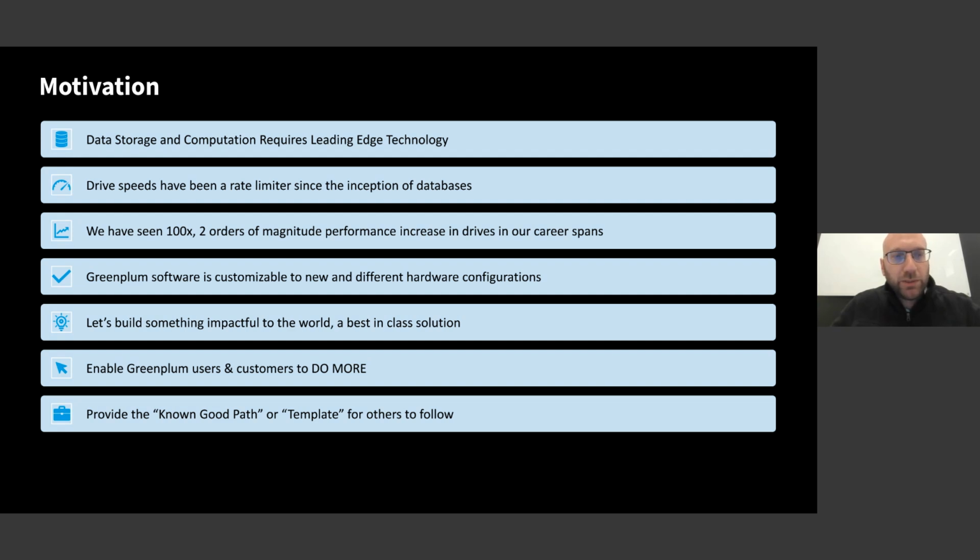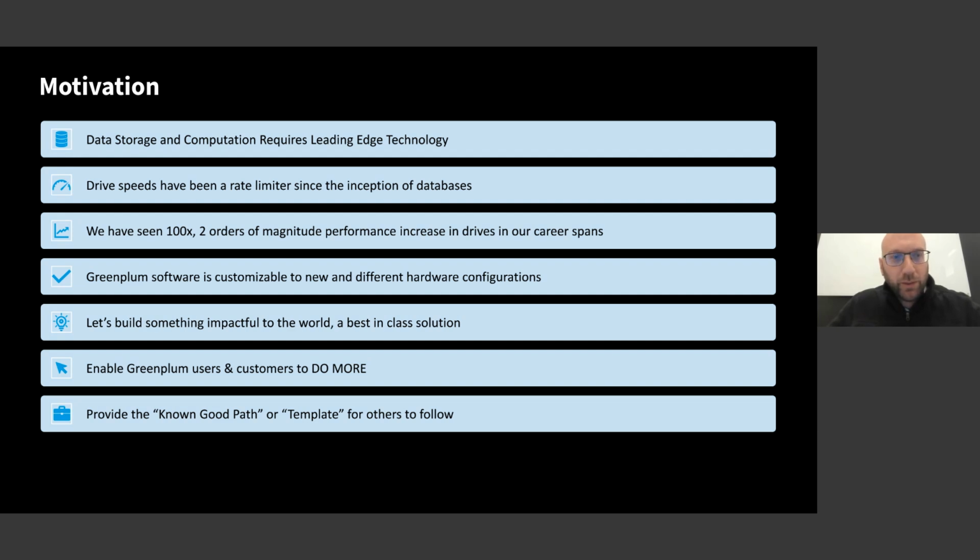The drives are always slower than the speed of the memory and the CPU, and that's why a lot of database designs have been made to deal with the fact that drives are slow. But now with massively fast drives like these drives from Samsung, the game is changing.